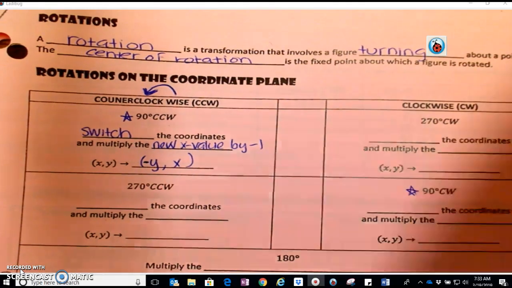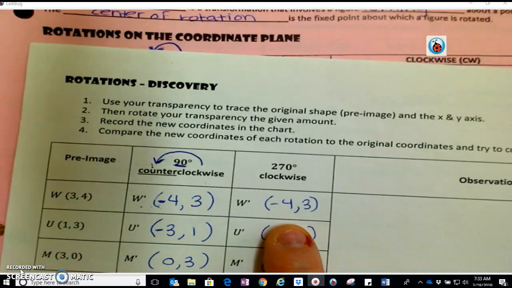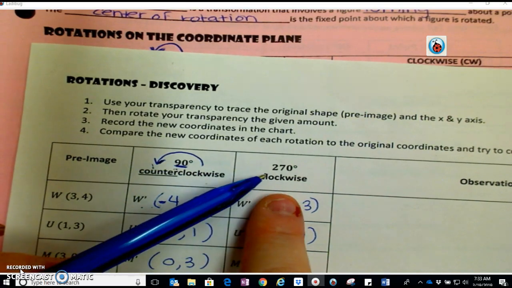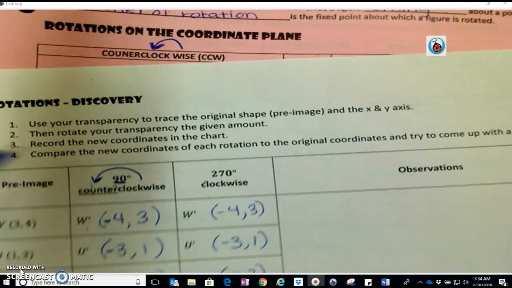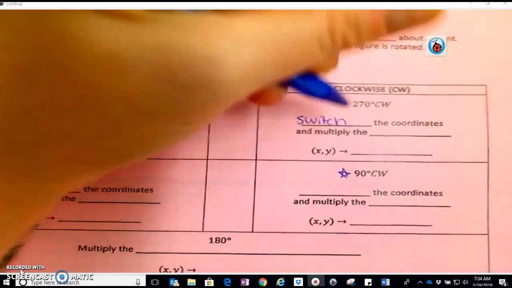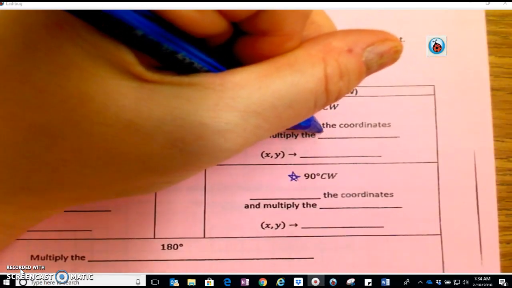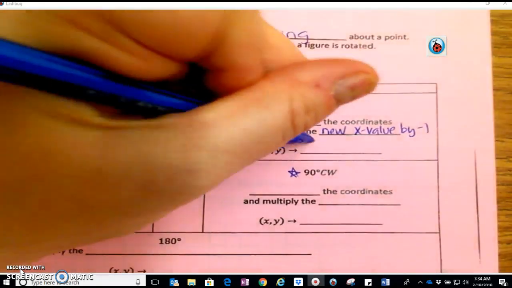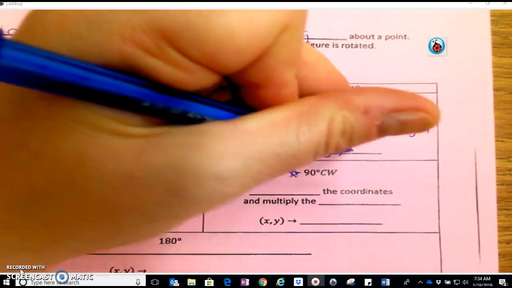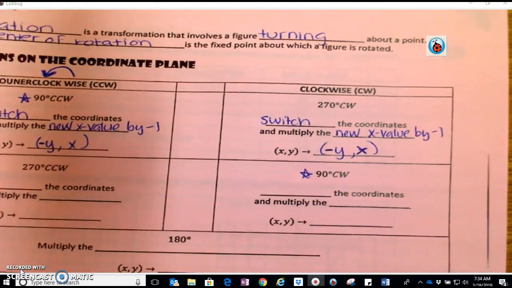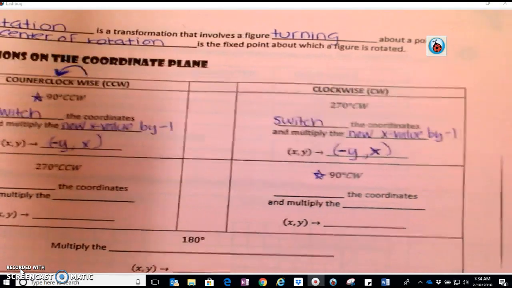And then we also saw that 270 clockwise was the exact same rule. So if you memorize at least one of these, just know that 90 counterclockwise is the same as 270 clockwise, so the opposite direction. That can help you out with applying the rules as well. So we're going to switch the coordinates, and we're going to multiply the new x value by -1. So they're going to switch places, and then the new x value is going to take the opposite sign. That does not mean it's always going to be negative, because if it was originally negative, then it's going to become positive. We're going to see that in a little bit.